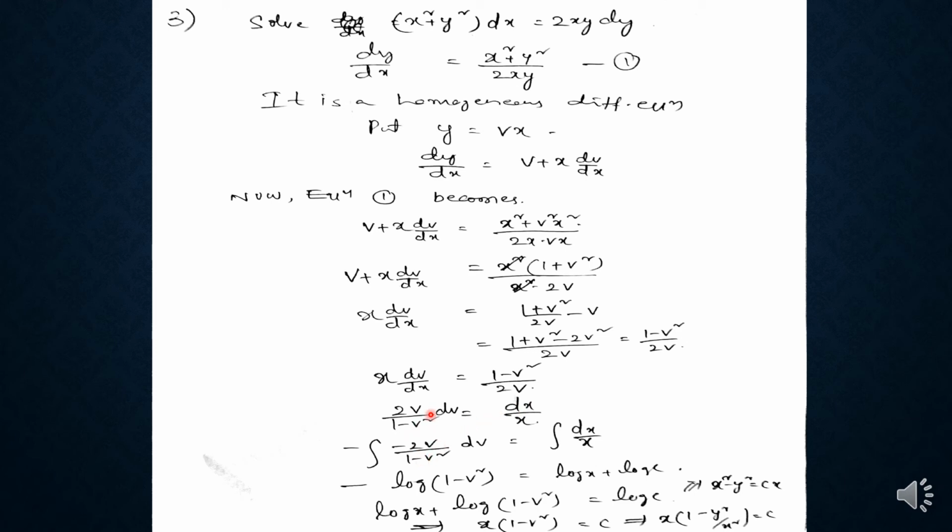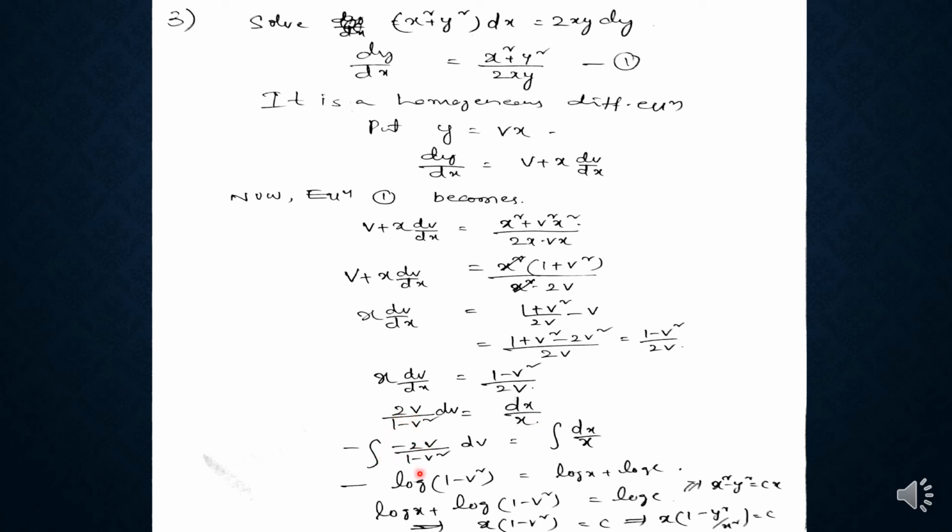x dv by dx is equal to 1 minus v square by 2v. So 2v by 1 minus v square dv is equal to dx by x. Now the variables are separated. This is a function of v, so it is shifted to the dv side, that is the left hand side. When it comes to this side, this becomes 2v by 1 minus v square dv, and x by dx becomes dx by x. Now after separating the variables, integrate on both sides.